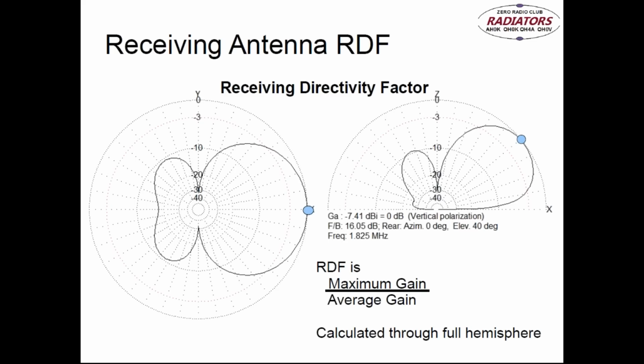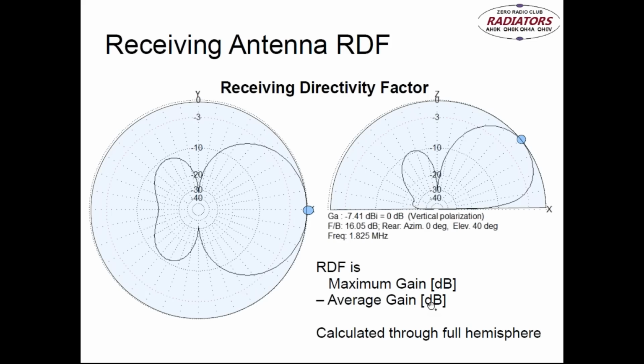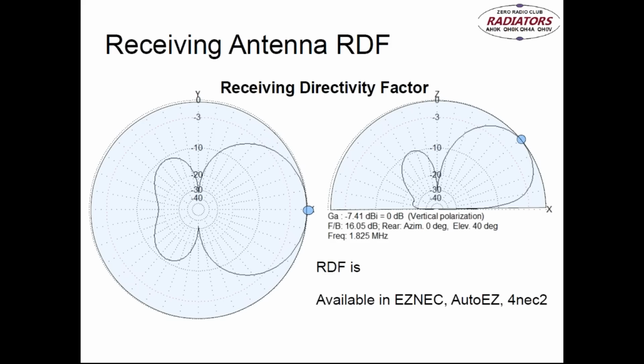So now let's go to modern metrics, the receiving directivity factor. It's maximum gain divided by average gain. And we are calculating it through the full hemisphere. So this is not a ball, this is a half ball, this is a hemisphere, because there's ground. And if we are looking at decibels, it's maximum gain minus average gain. And this RDF is available in a couple of software packages like EZNEC, AutoEZ, and also 4NEC2.